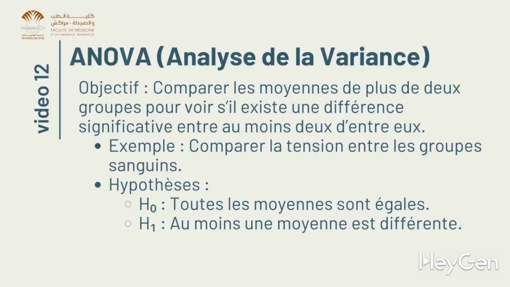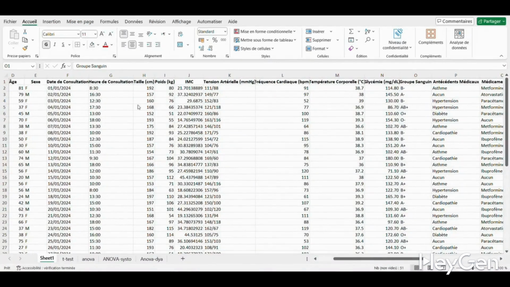In this part, we will see how to use ANOVA to analyze blood pressure based on blood types. Let's take a concrete example. A doctor wants to know if blood pressure varies based on blood type. To answer this question, we will use an ANOVA test in Excel.